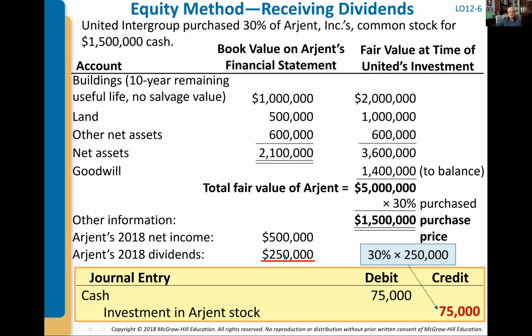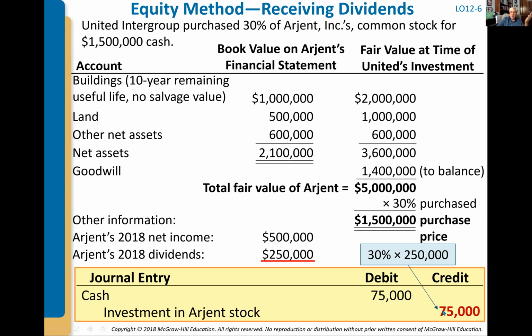And then second slide, I almost went too fast with my clicking there. We got paid dividends. Their total dividends were 250,000. We don't get all 250, right? Because we only own 30%. So we get 30% of those. We receive cash of 75,000. But then, unlike the previous example where we own less than 20%, we do not record investment revenue. We only record investment revenue for 30% of the income. We consider this like a return of our investment. And so we credit the investment in Argent stock.